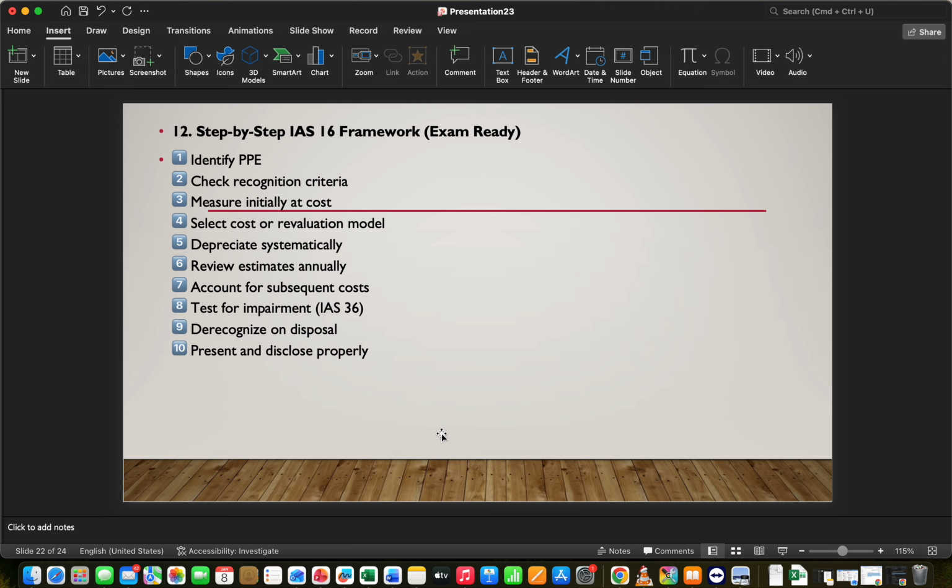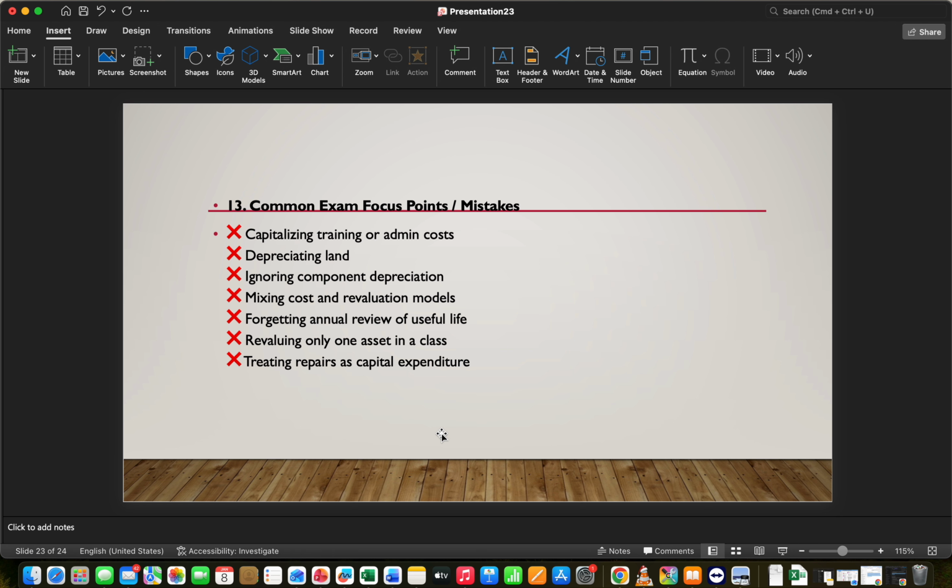Measure initially at cost, select cost or revaluation model, depreciate systematically, review estimates annually, account for subsequent costs, test for impairment, derecognize on disposal, present and disclose properly.